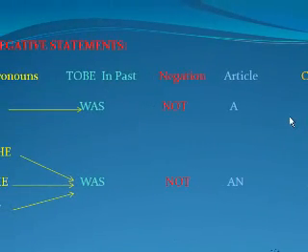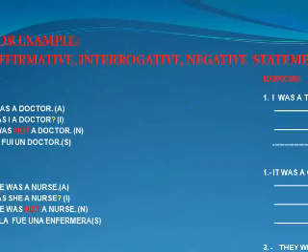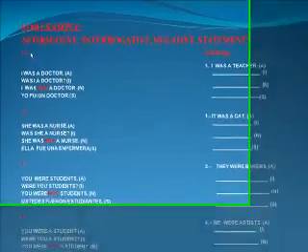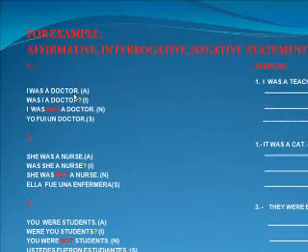Okay, past, next. Here we have more examples. Affirmative, interrogative, negative statement and Spanish. Example number 1. I was a doctor. Was I a doctor? I was not a doctor. Yo fui un doctor. Example number 2. She was a nurse. Was she a nurse? She was not a nurse. Ella fue una enfermera.